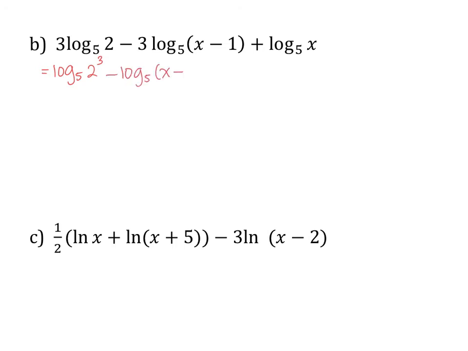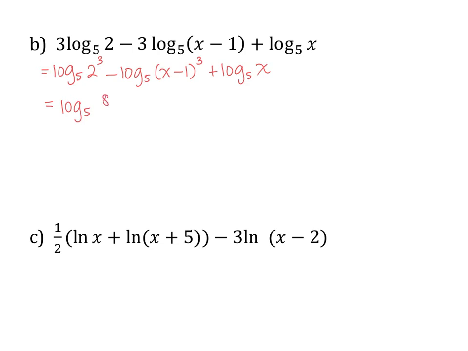I'm going to move that 3 back up to the exponent spot, and then the last one was already fine. Okay, now I can see they're all log base 5, and they all have single arguments right now. Okay, now I'm going to carefully work this. Okay, now 2 to the third. Actually, 2 to the third is 8. I'm going to just put 8.